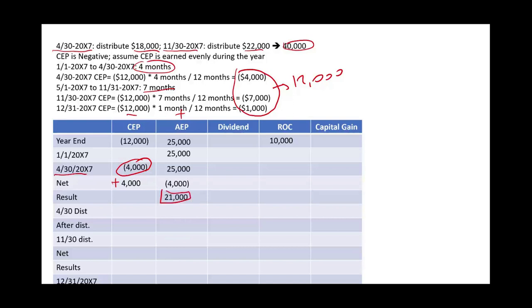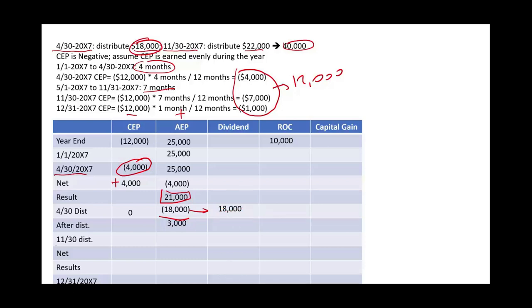On this date, we made a distribution of 18,000. Great. The AEP will be able to absorb all the distribution. So out of the 18,000, all of it is dividend. And we have 3,000 remaining in AEP.